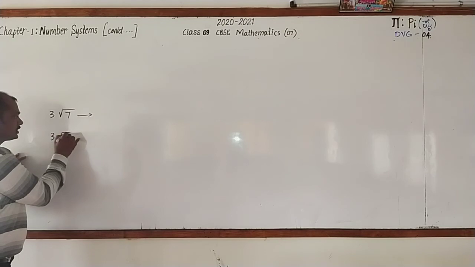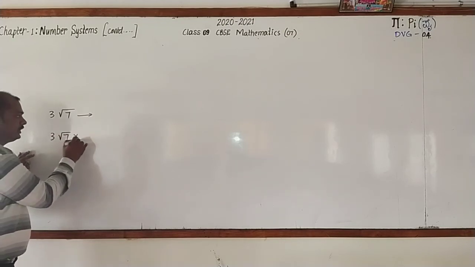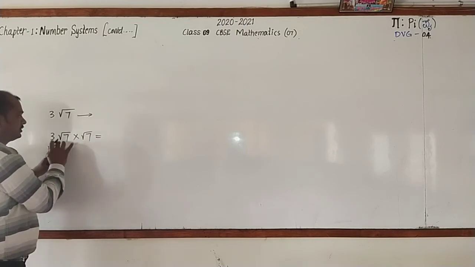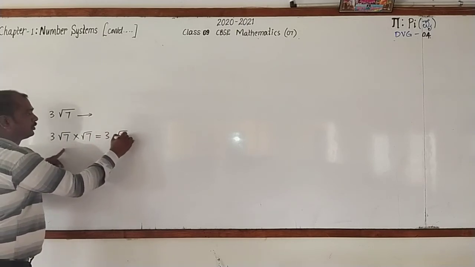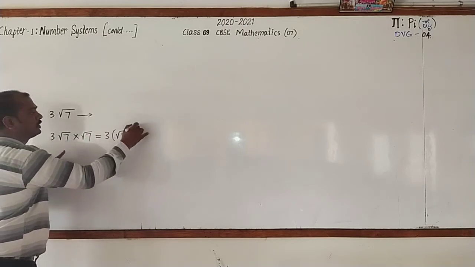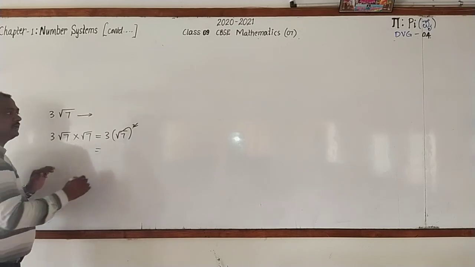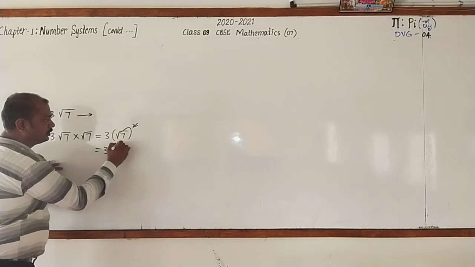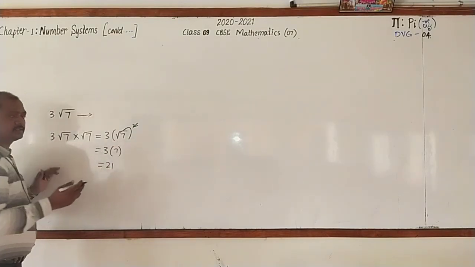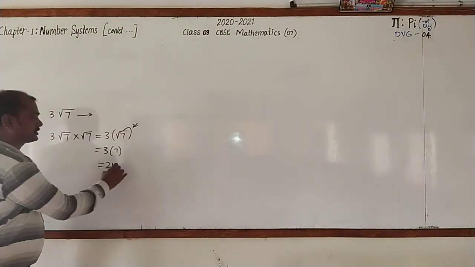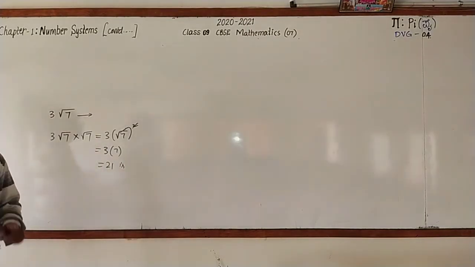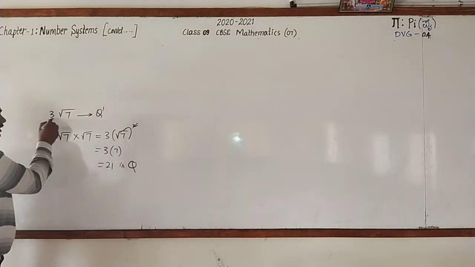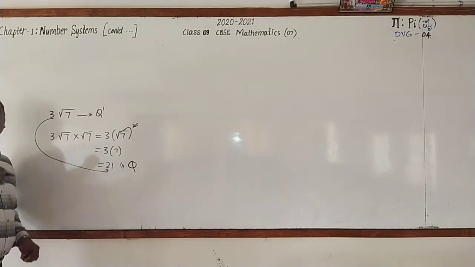Here 3 root 7 is there. I am going to multiply by root 7 only. Then what does it become? It is 3 into root 7 into root 7. Root 7 whole square. Square and root get cancelled, and this is 3 into 7. It is equal to 21. See, 21 is a rational number. Clear? This is rational. This was irrational. So the irrational is converted into rational.